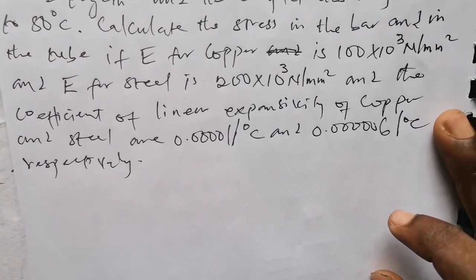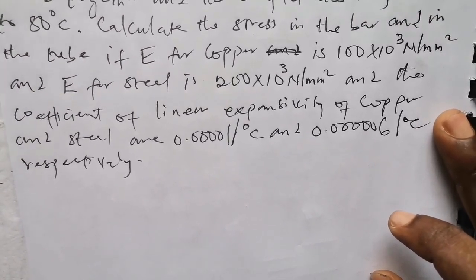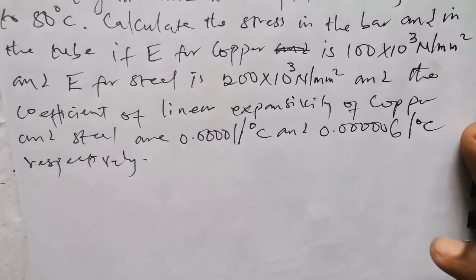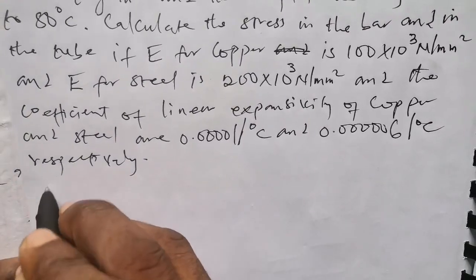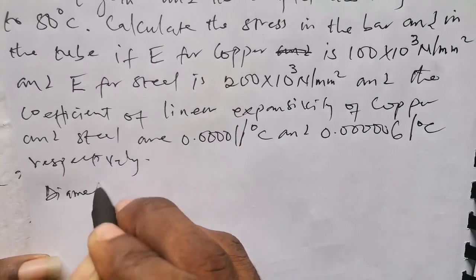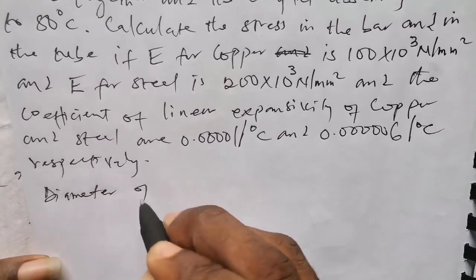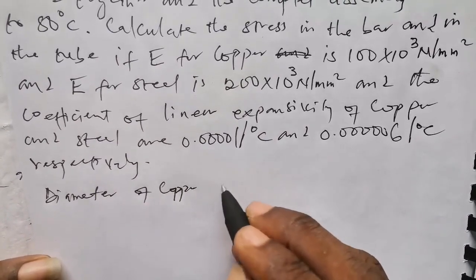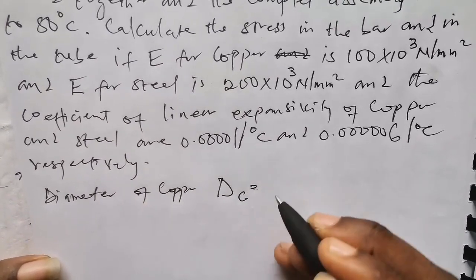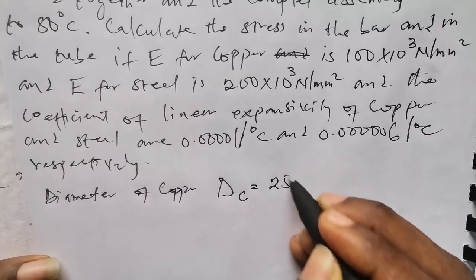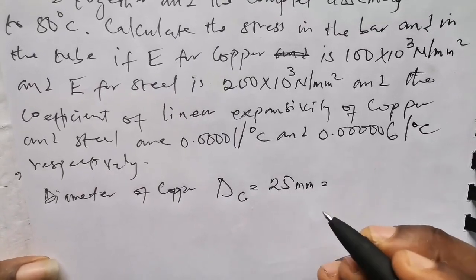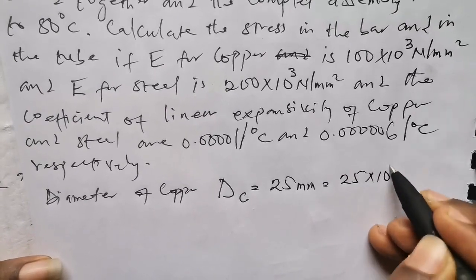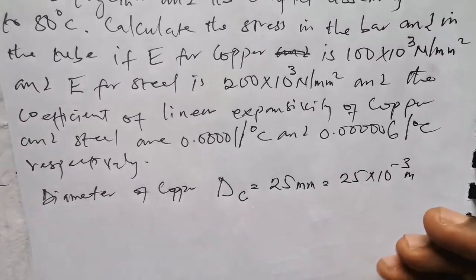First, we are given a short bar of copper 25 mm diameter. So the diameter of copper, let's use DC to represent that, is 25 mm. We convert this to meters. This becomes 25 by 10 to the power of minus 3 in meters.